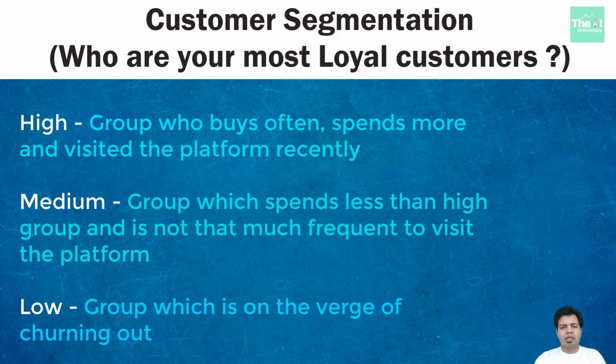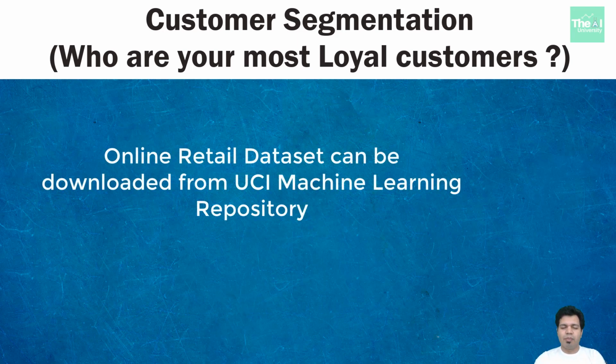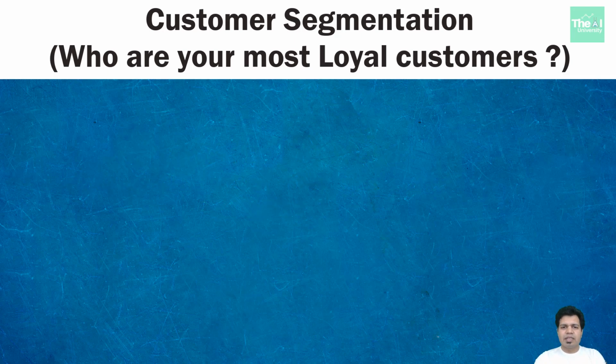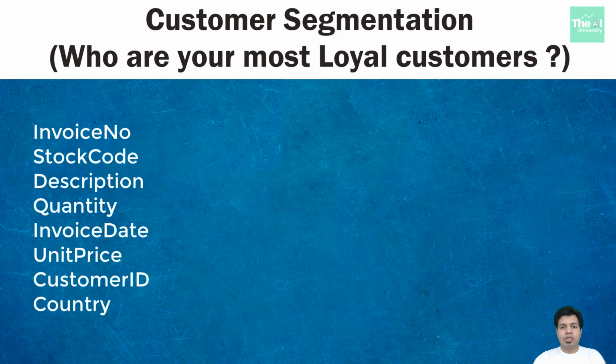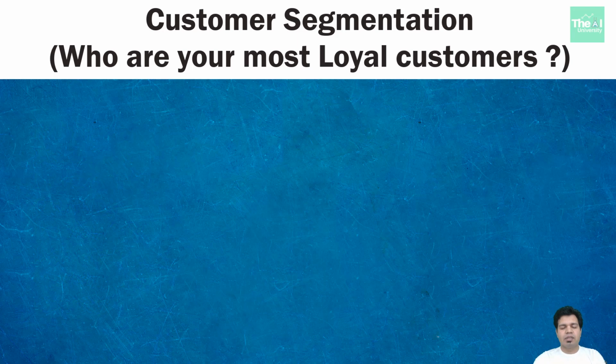So let's go ahead and start calculating the RFM for each individual customer. We will utilize the Online Retail Dataset, which you can download from the UCI Machine Learning Repository. The link for the same I will provide in the description section. So this dataset contains 541909 records and has 8 columns or features, namely invoice number, stock code, description, quantity, invoice date, unit price, customer ID, and country. It contains transactions from December 1st, 2010 to December 9th, 2011.